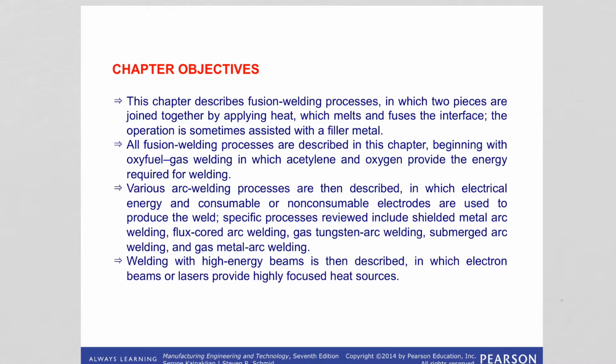Different types of fusion welding processes will be described in this chapter. We will begin with oxygen gas welding. Then we will look at arc welding, in which electrical energy is used with consumable and non-consumable electrodes. And we will conclude the chapter with welding with high energy beams such as electron beams and lasers, which are used basically as heat sources.